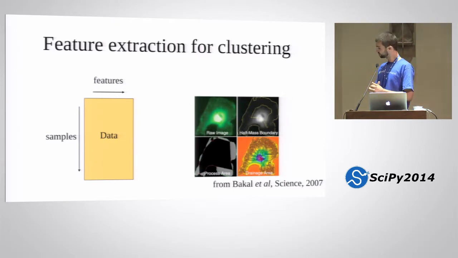So this is from a Science paper, 2007, and I don't really know what they're measuring in that, but essentially just any kind of number you can pick out from a cell, you try to get it.